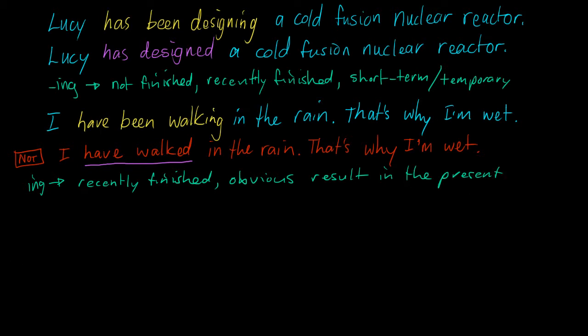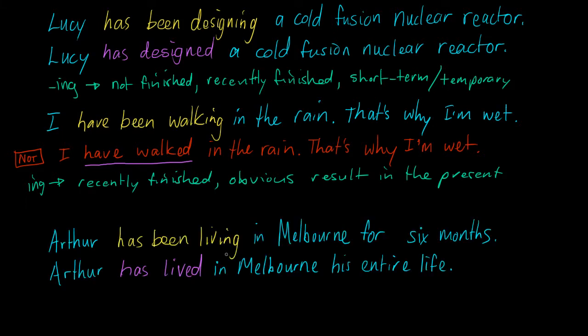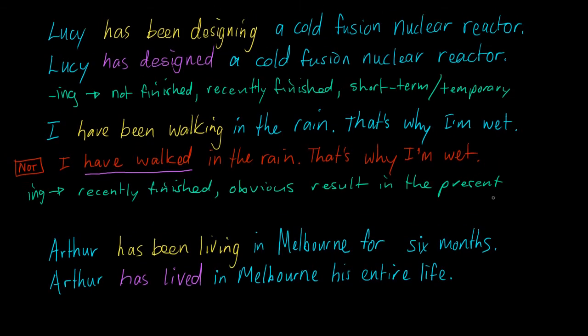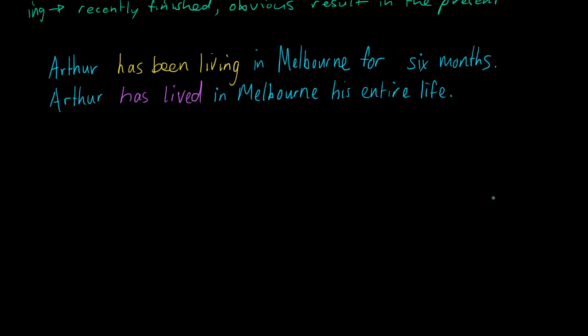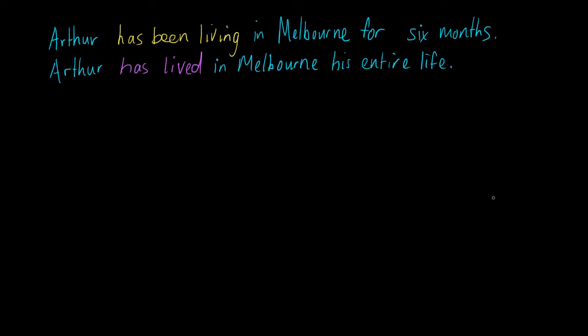Okay, moving to our next situation. Move that up to the top. So Arthur has been living in Melbourne for 6 months, and Arthur has lived in Melbourne his entire life. I've changed the length of time, or the period of time here. You're using "for" again. This one is 6 months, a shorter term, whereas his entire life would presumably be a much longer term.